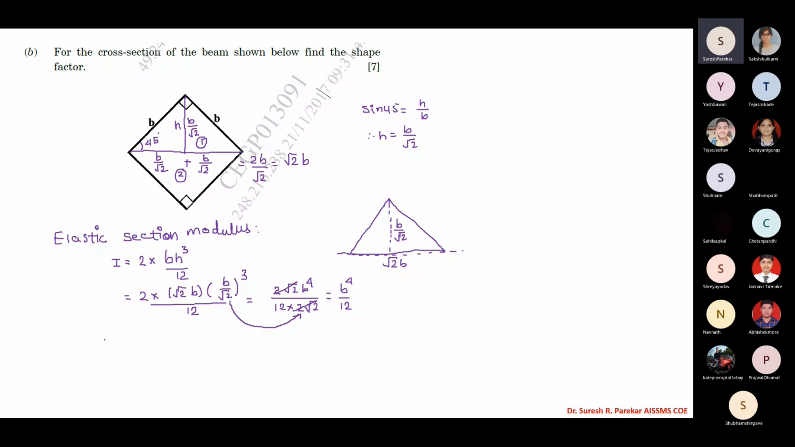And from this we can find ZE equal to I by Y, symmetrical now. I is B4 by 12 and Y we have B by root 2. And we will get it as root 2 B cube upon 12. So we have ZE equal to root 2 B cube upon 12.